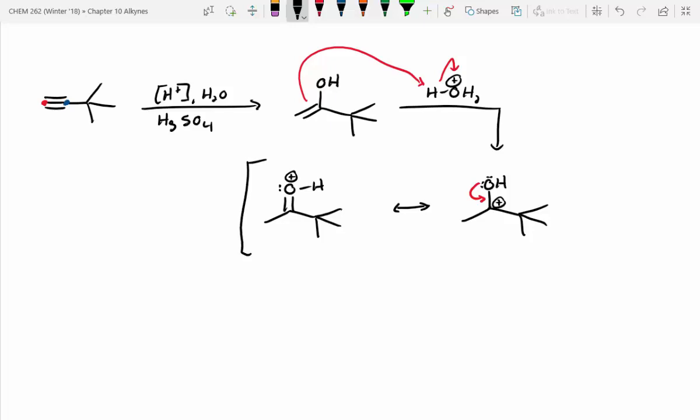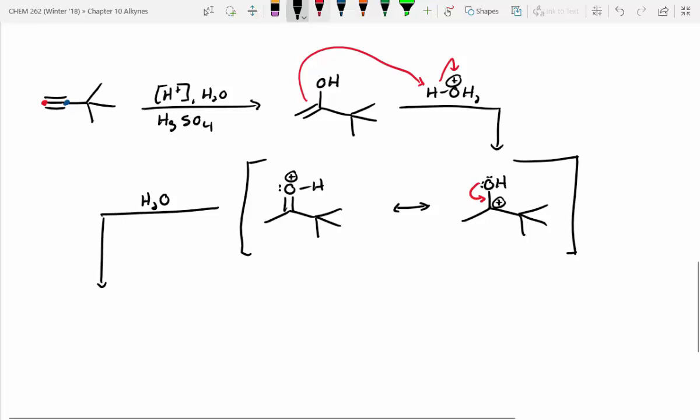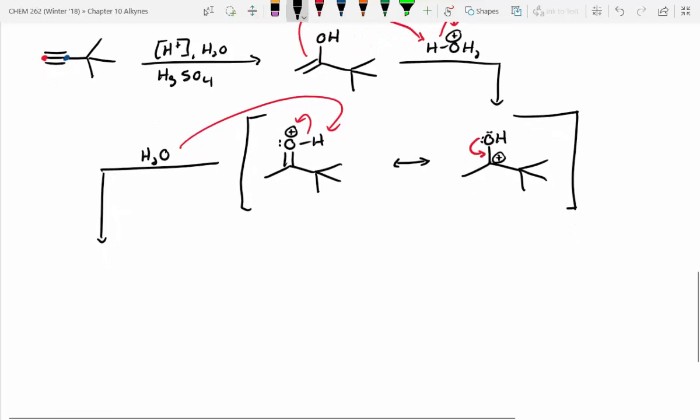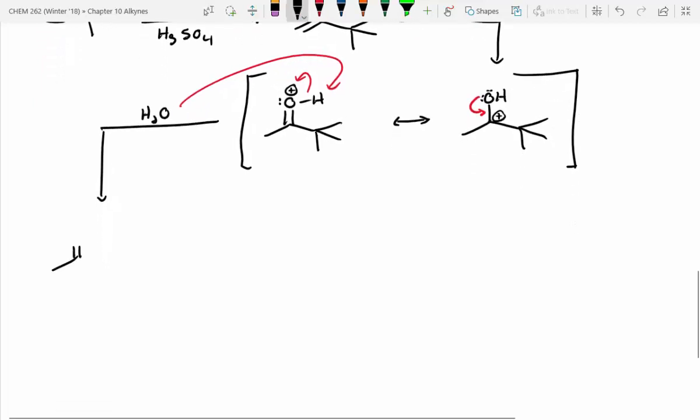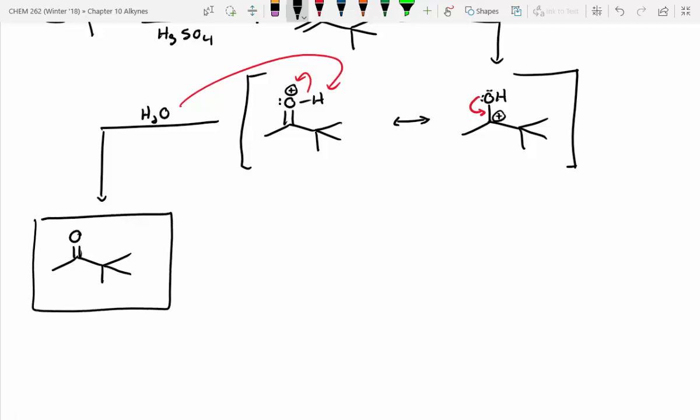This oxygen has a positive charge. And then we've got water floating around. That was our conjugate base. So what will happen in the next step? Steal the proton back, maybe? A lot of thievery going on here. Okay, so if it steals the proton back, we know we're going to get to the ketone. And this is our final product. We're going to regenerate our acid. Make sense?